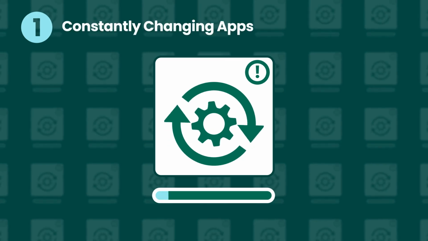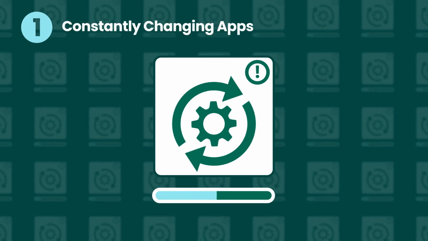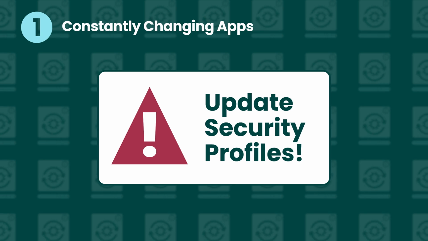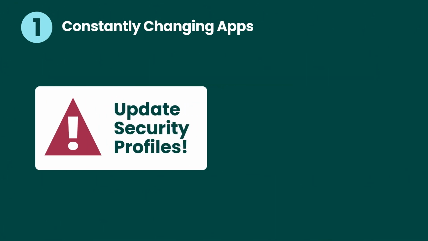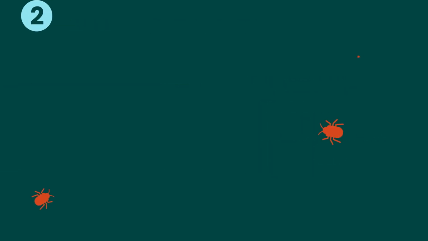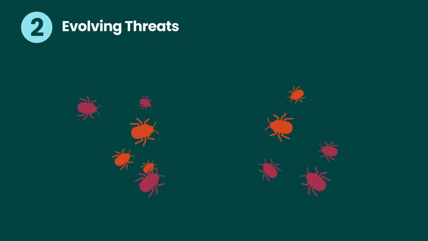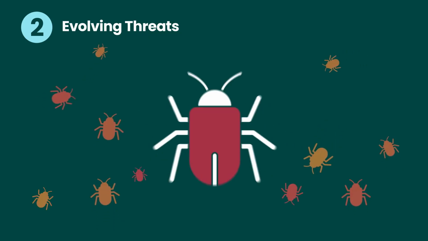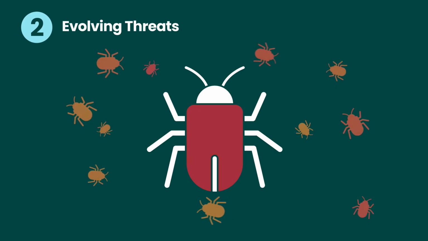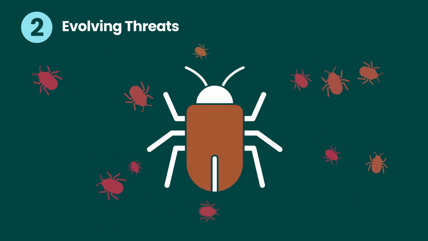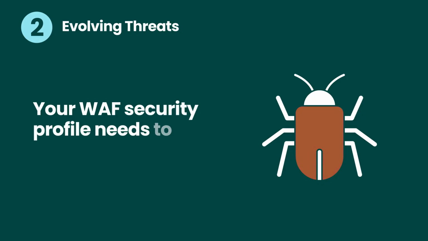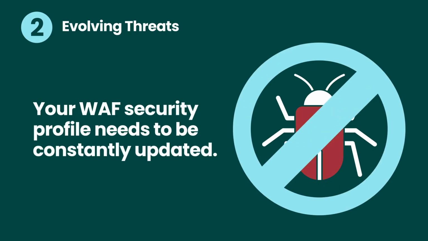First, applications are dynamic. They are constantly being developed and improved. Changes to the apps require new rule sets or modifications to existing security profiles. Put simply, your WAF security profile needs to keep pace with your applications. In a similar vein, adversaries and threats are always evolving. New vulnerabilities are discovered and new attacks are deployed. This requires regular evaluations of threat intelligence and frequent tuning of security profiles. To avoid mismanagement, your WAF security profile needs to be constantly updated to combat the evolving threat landscape.